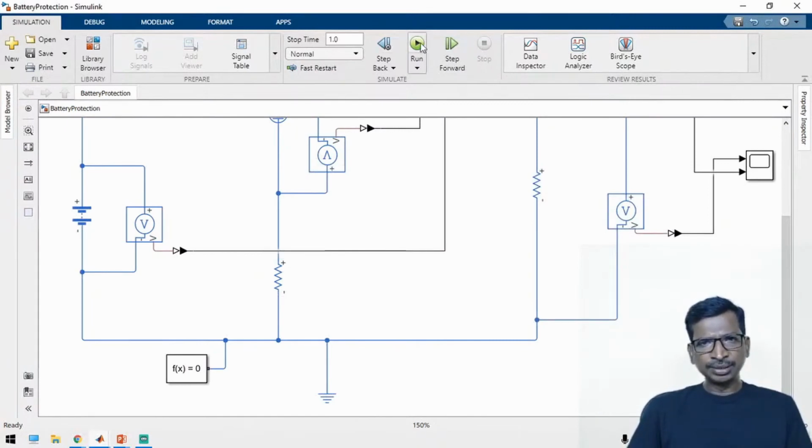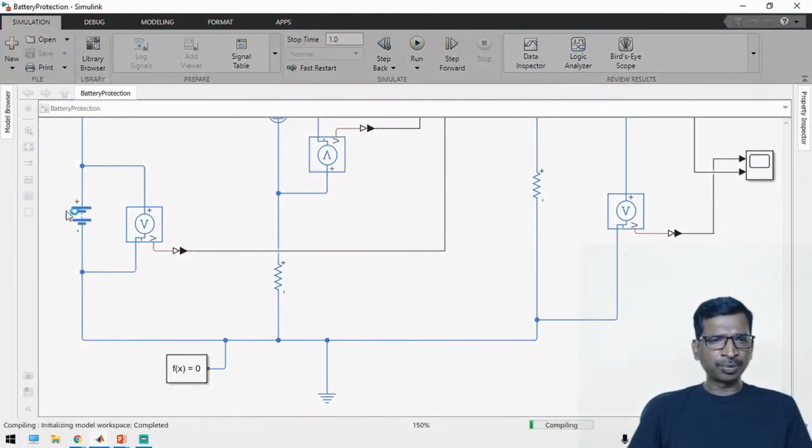So now let us run the simulation for 1 second. So now we have not connected the reverse polarity. So straight away we have connected positive for the positive end, negative for the negative end. So in that case the load should receive a voltage, right? So the load should receive a voltage, at the same time the load should receive a current also, right?